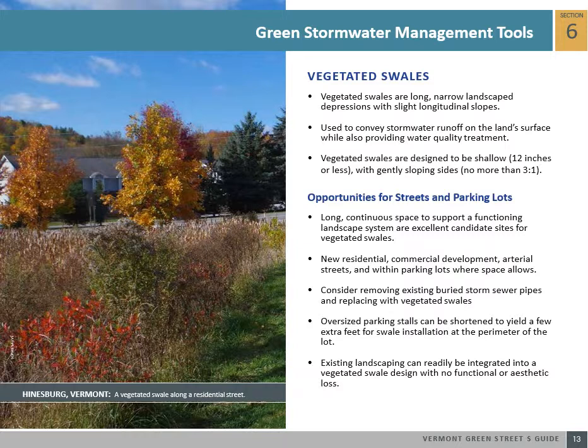Existing streets often have a right-of-way space that is underutilized. Consider removing existing buried storm sewer pipes and replacing with vegetated swales to achieve a similar conveyance purpose with greater water quality benefit. There are many creative ways to include swales in parking lots. Oversized parking stalls can be shortened to yield a few extra feet for swale installation at the perimeter of the lot. Existing landscaping can readily be integrated into a vegetated swale design with no functional or aesthetic loss.